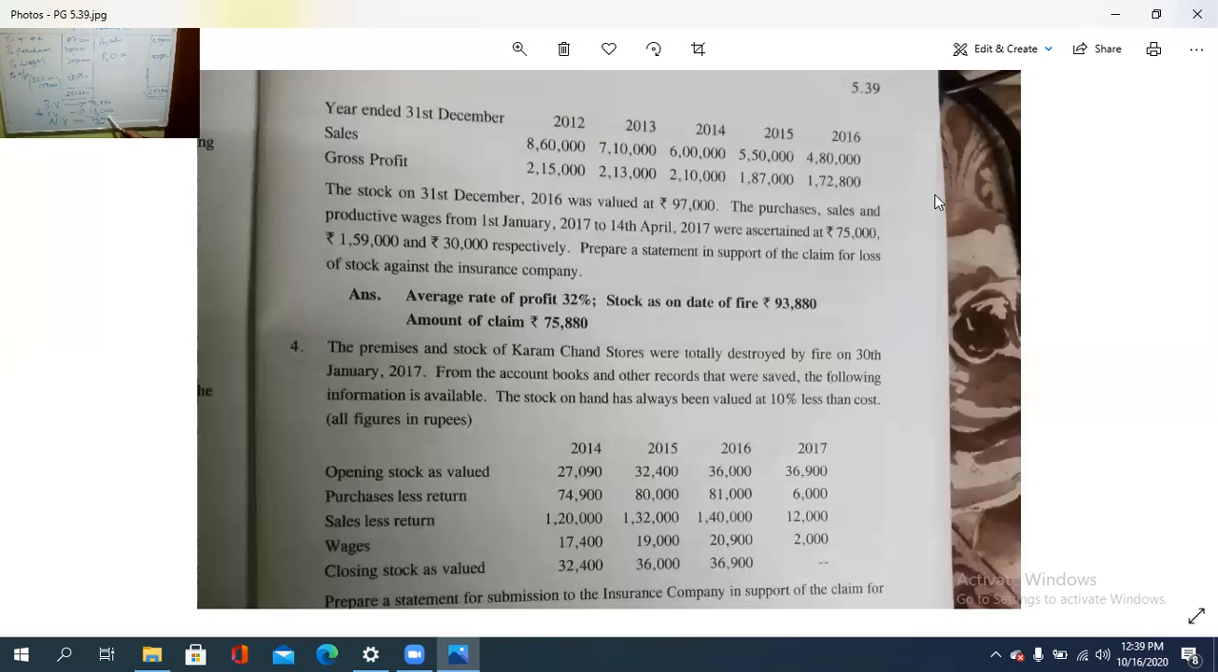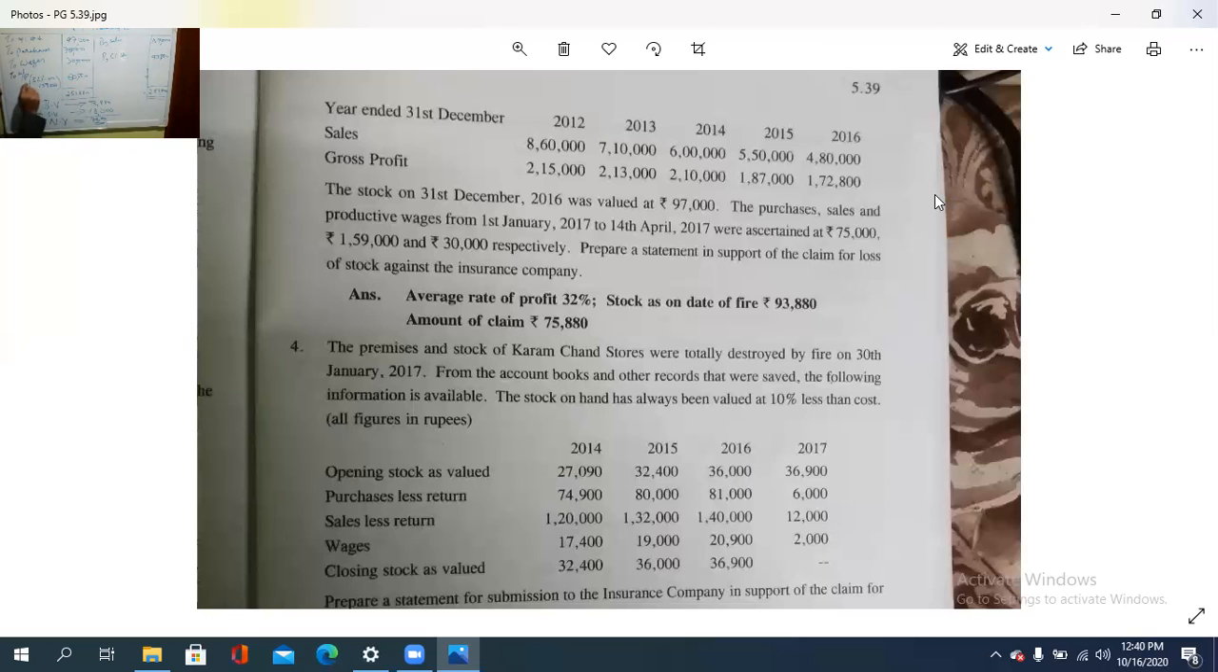How it is to be? 75,880. So what only this we need to prepare. Memorandum trading account, all the items to be debited and credited, and the closing stock is the balance value. Then what we need to calculate? Net profit. Net profit, how we need to calculate? Take the gross profit ratio is given and sales is given. We need to calculate the gross profit ratio and then take the average of that. Then we will get it this one.